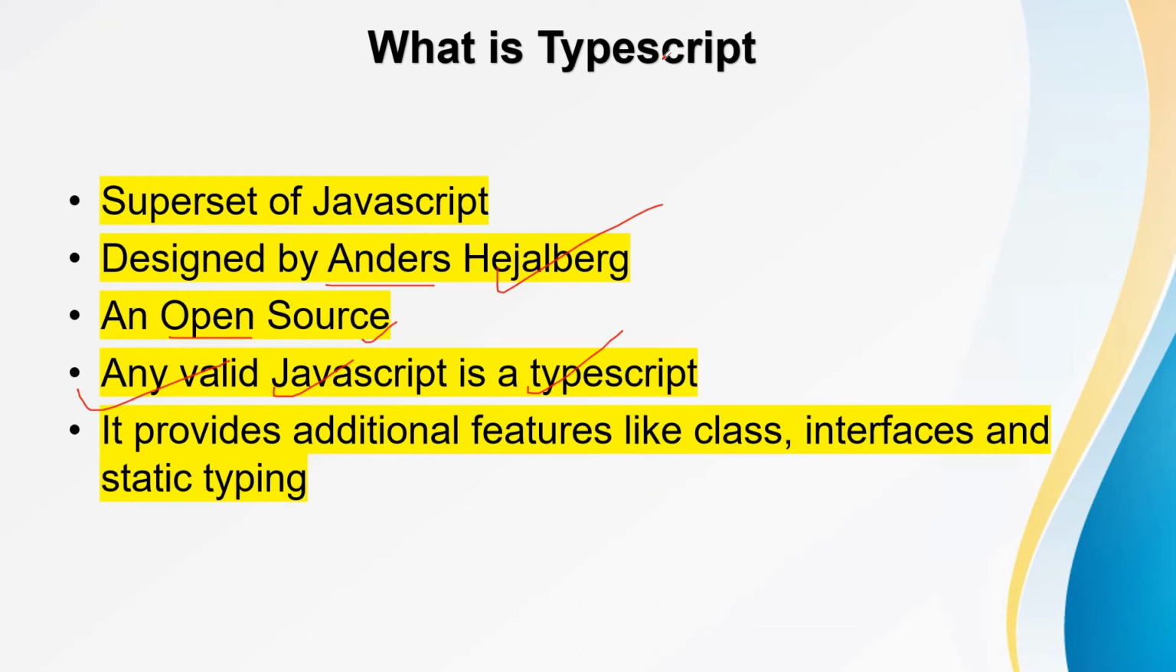But in the case of TypeScript, it provides additional features like classes, interfaces, and object-oriented programming features, and it also provides static typing. What does static typing mean? We will discuss it in the coming videos, in the coming slides. So let me move on.